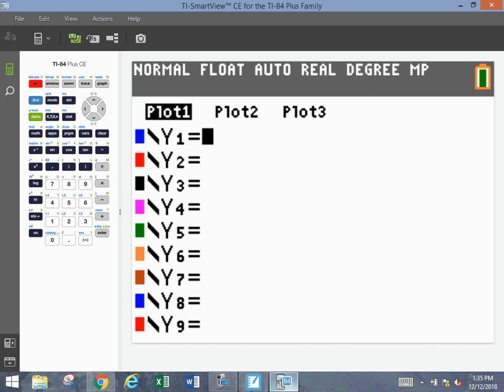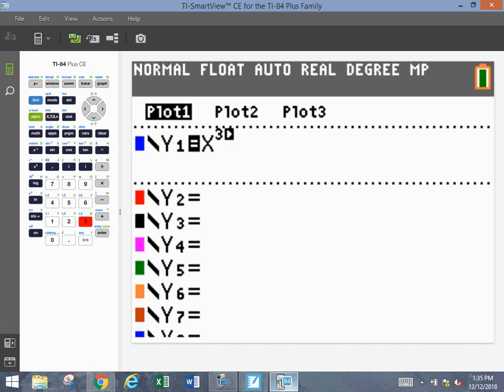So let's put this in our graphing calculator. All right. So it's going to be x cubed plus 7x squared plus 14x plus 8, and we hit graph.